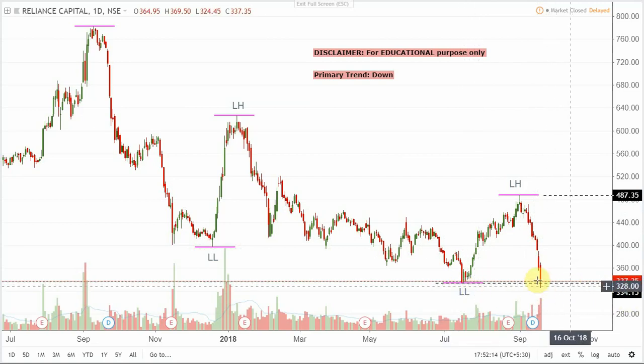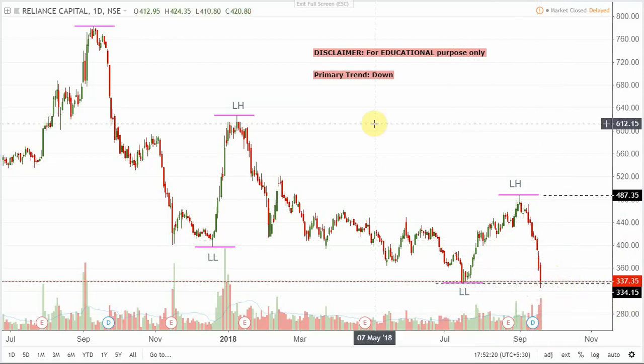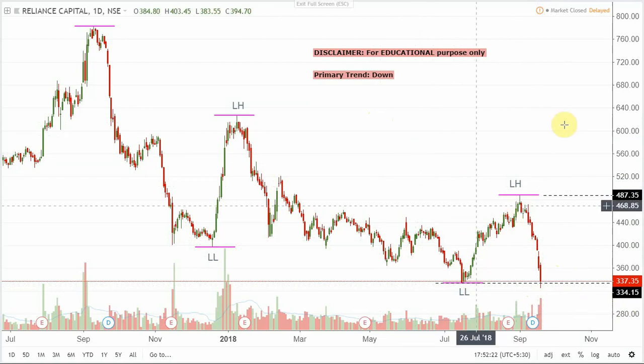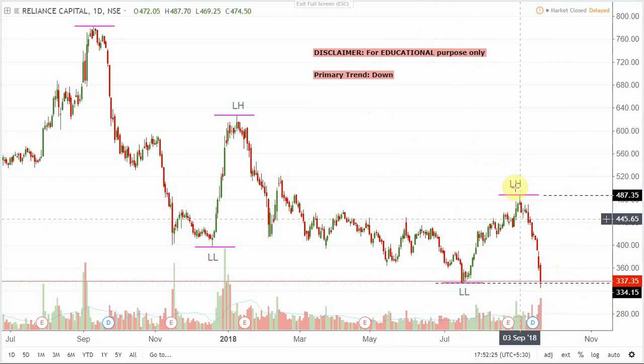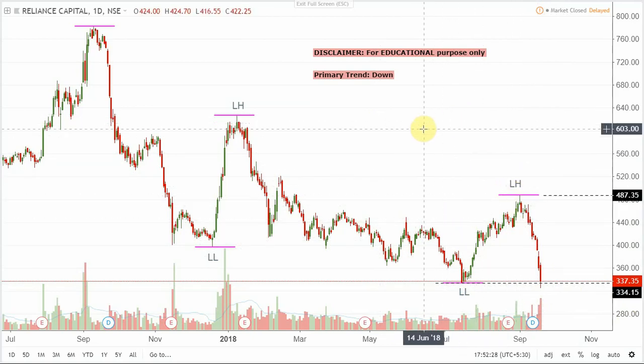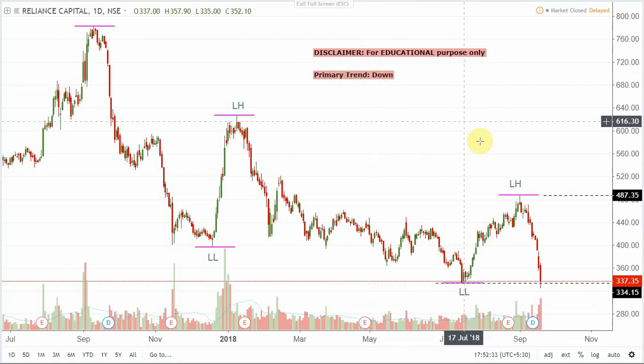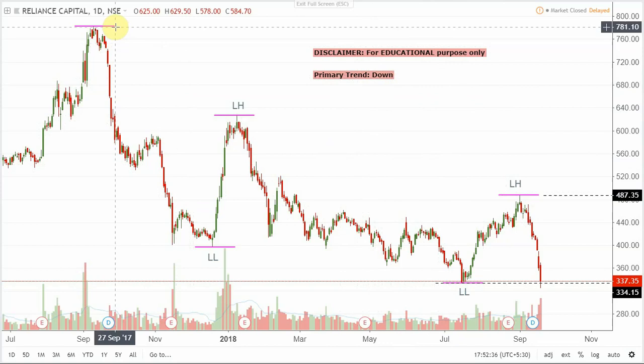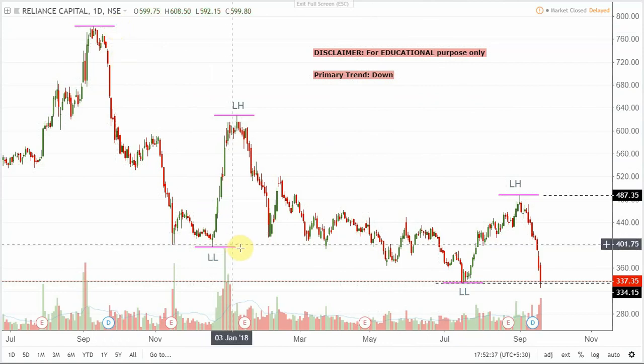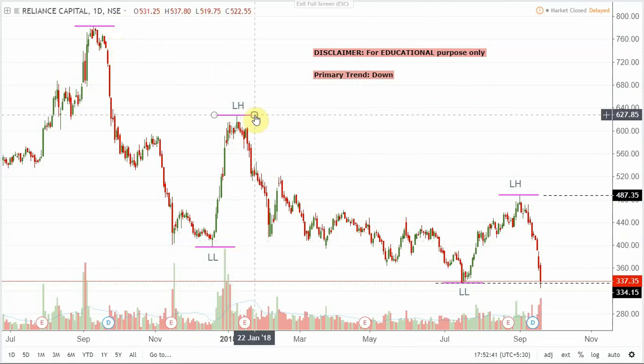Now because this structure is not as per our expectation, we have to change the view of our trend. Last week we said it has moved into an uptrend, but now the current structure is saying that the stock is still in a downtrend. We have mentioned it here. The primary trend is down, and these are our swing lows and highs. One is here at 780 level, the second swing is at around 400, then this is our swing high 627. The current swing high is at 487.35, and the current swing low is at 334.15.